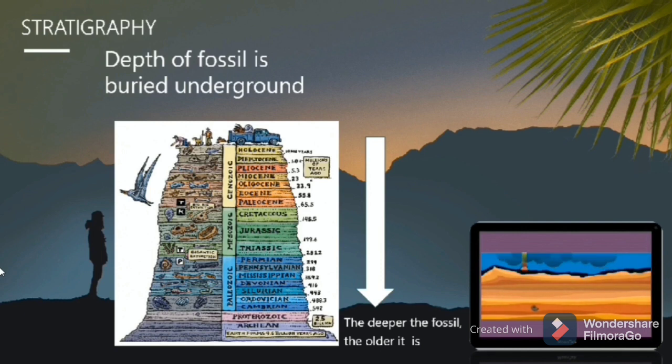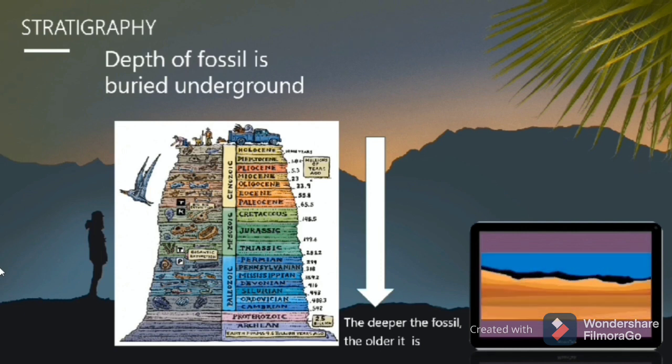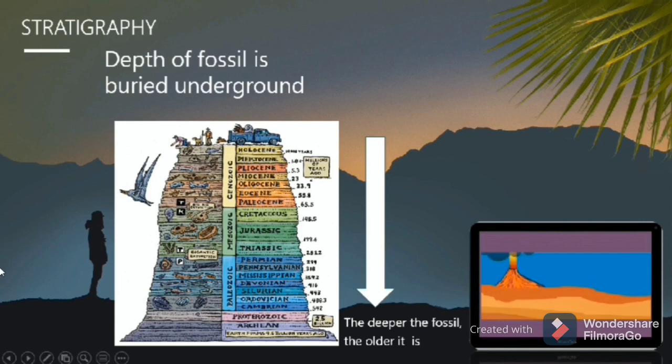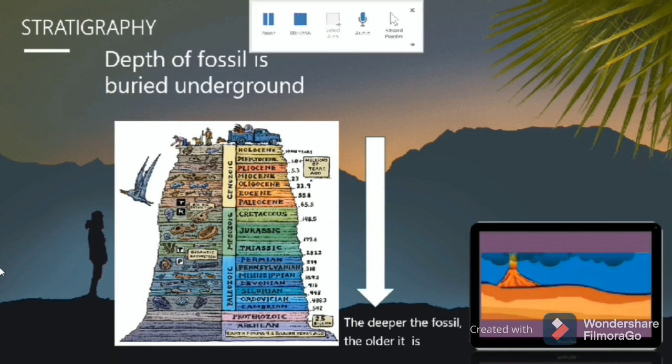As you can see in the short video down below, it shows the process of layers forming and the fossil buried among the layers. The way for the paleontologist to get the fossil age is to see which layer of rock it was in when it was found. The deeper the fossil, the older it is.